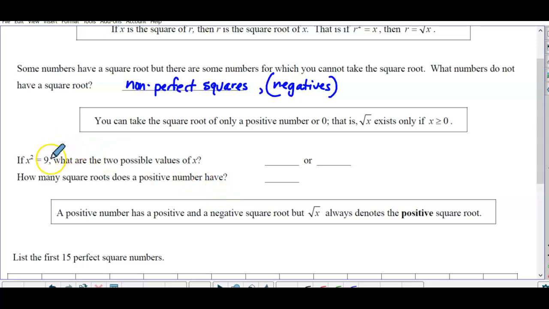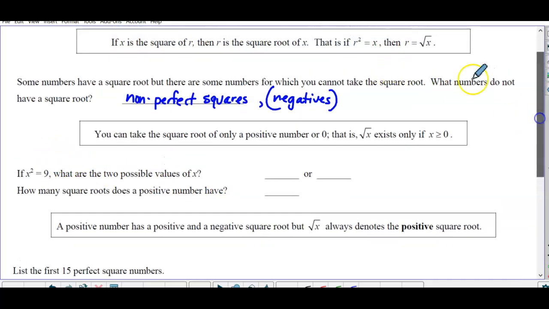Okay, so now going back to that definition up here, right? If we solve an equation like this for r, technically there are two possible answers. So if x squared equals 9, here's an example, what are the two possible values of x? Well, remember, the values of x that solve this equation, you have to be able to substitute them in to satisfy it. So 3, obviously, 3 squared is 9, but don't forget, negative 3 squared is also 9. So how many square roots does a positive number have?